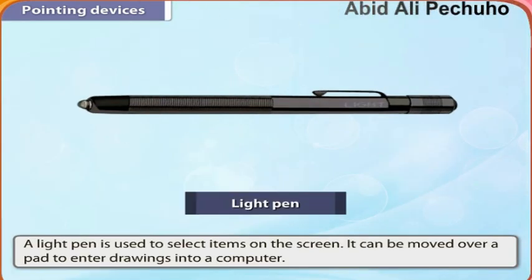A light pen is used to select items on the screen. It can also be moved over a pad to enter drawings into a computer.